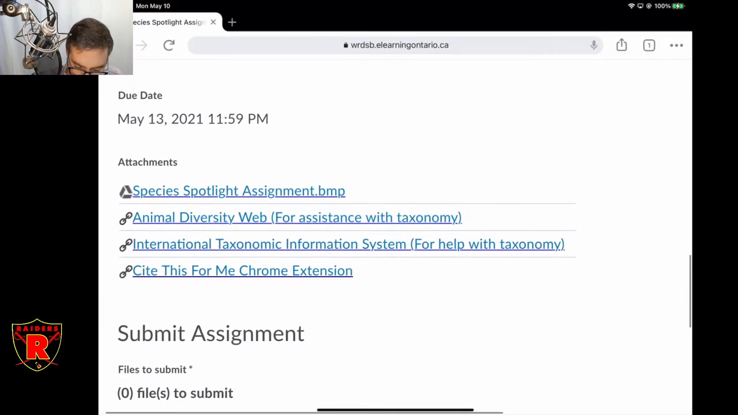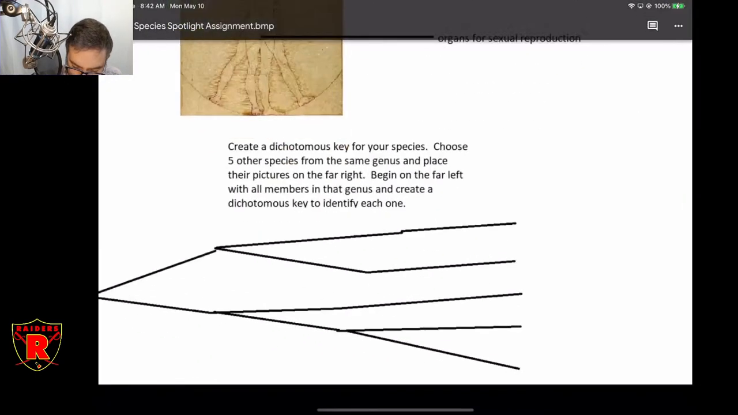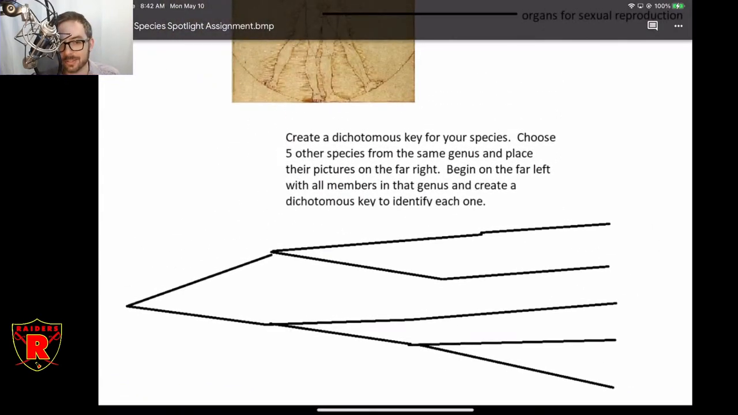Okay, so the last part of this is you need to create a dichotomous key. I realize that this is not a dichotomous key. This is just a bunch of lines, but I left it here to indicate the general structure of a dichotomous key, which is a series of choices. We made one the other day. You guys have used them now. And you are going to create one with your species and five other species from the same genus. Now, ideally, they will be from the same genus as your species. Remember, genus is the level right before species.